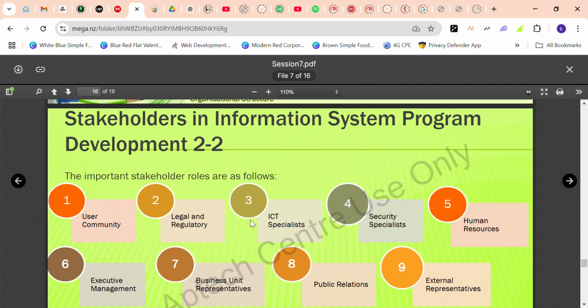And then the important stakeholder roles are as follows. User community. Users are very important.